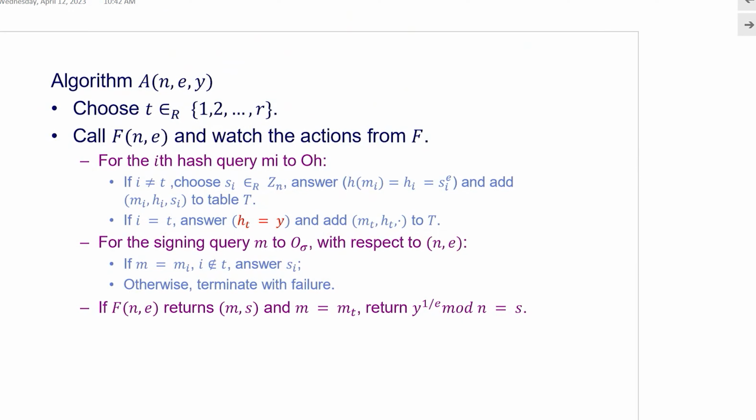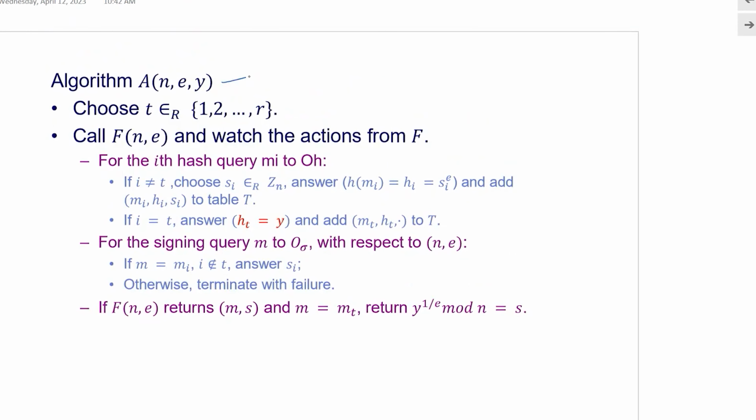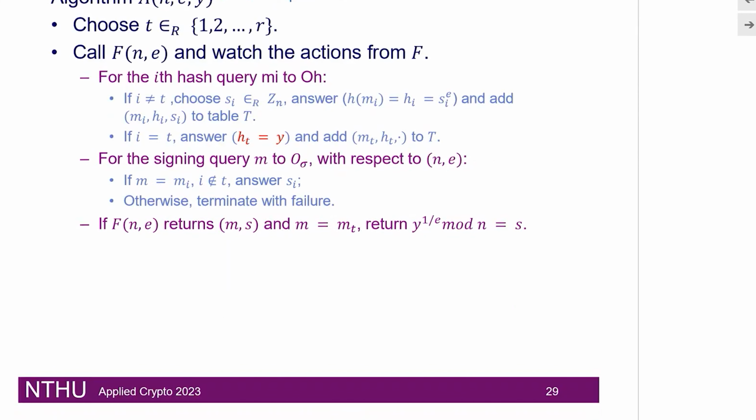Okay. So algorithm A takes input N, E, and Y. The very first thing is that his goal is to compute the eth root of y on n, so that would be the output. This is how he would start. The first thing is that he would choose a number t randomly from 1 to r. The truth is, the first thing that A would do is set up a table.